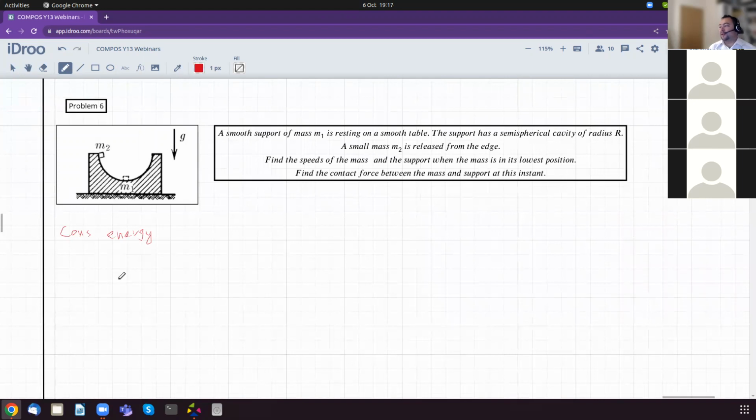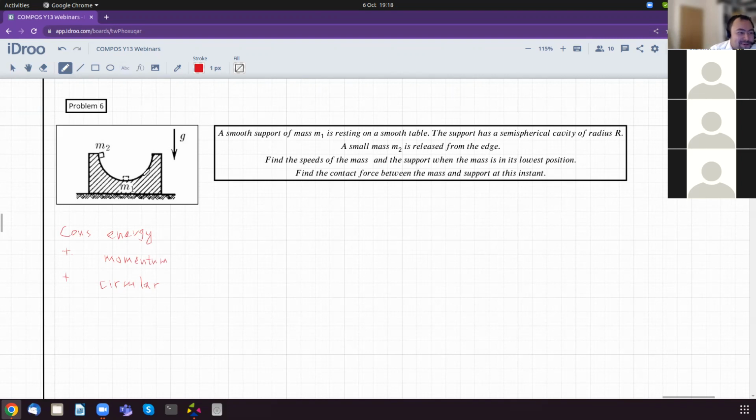What else? What other areas of physics would we need? Conservation of momentum, yes. Plus momentum. And, well, circular motion, of course. So these are three areas of physics we're going to combine into one question, and that's what makes it difficult.